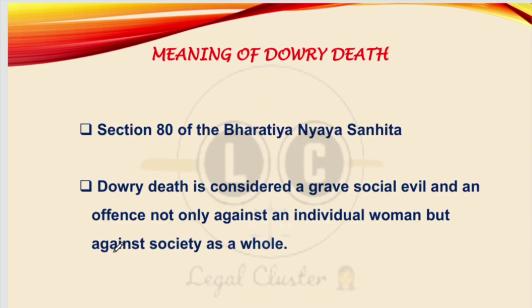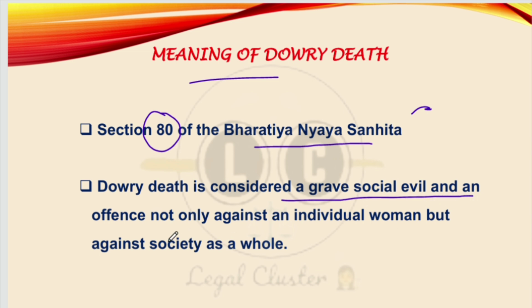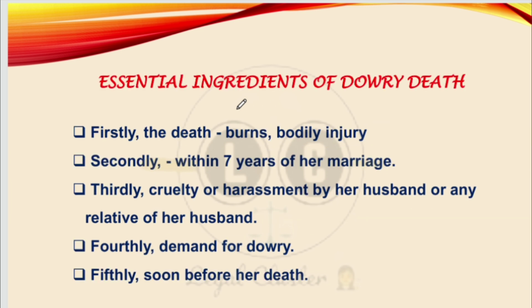At first we should know the meaning of dowry death. So Section 80 of the Bharatiya Nyaya Sanhita defines the offence of dowry death and prescribes punishment for it. Dowry death is considered a grave social evil and an offence not only against an individual woman but against society as a whole. The provision has been enacted with the object of curbing the growing menace of dowry-related deaths with a strong deterrent approach.